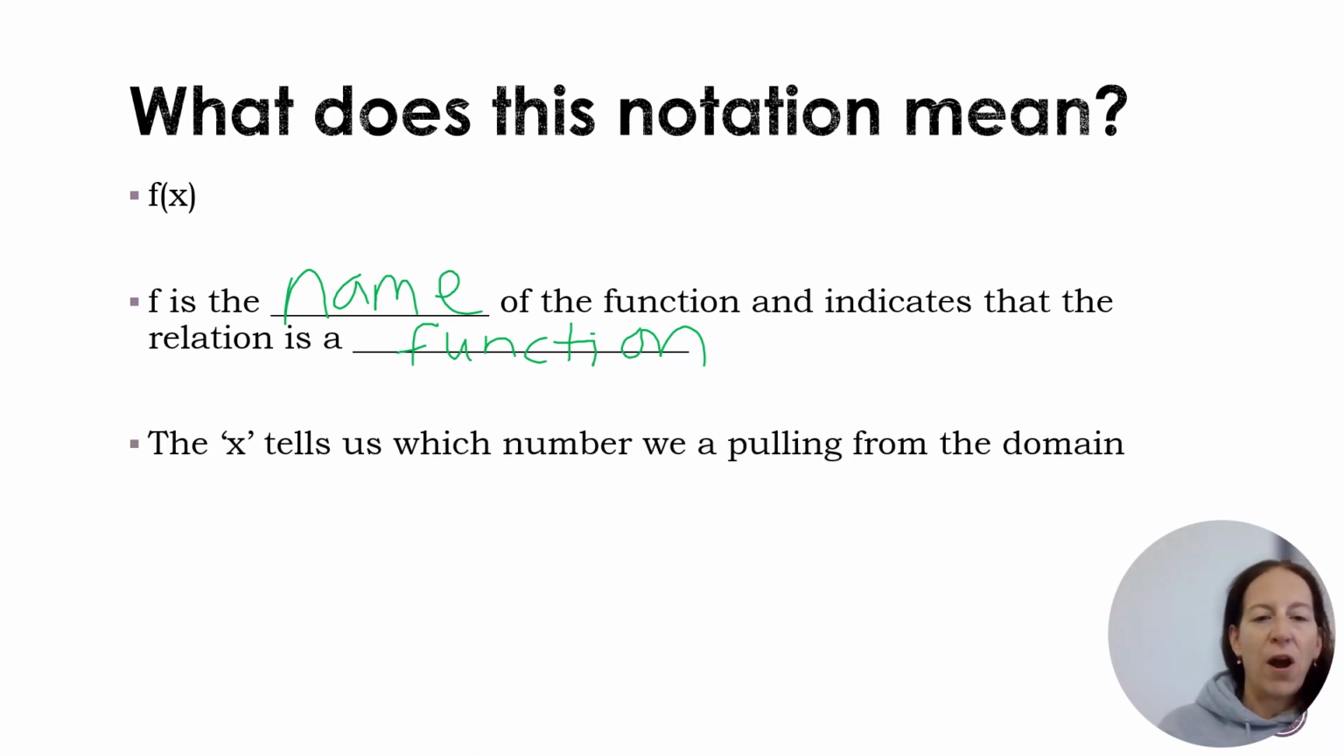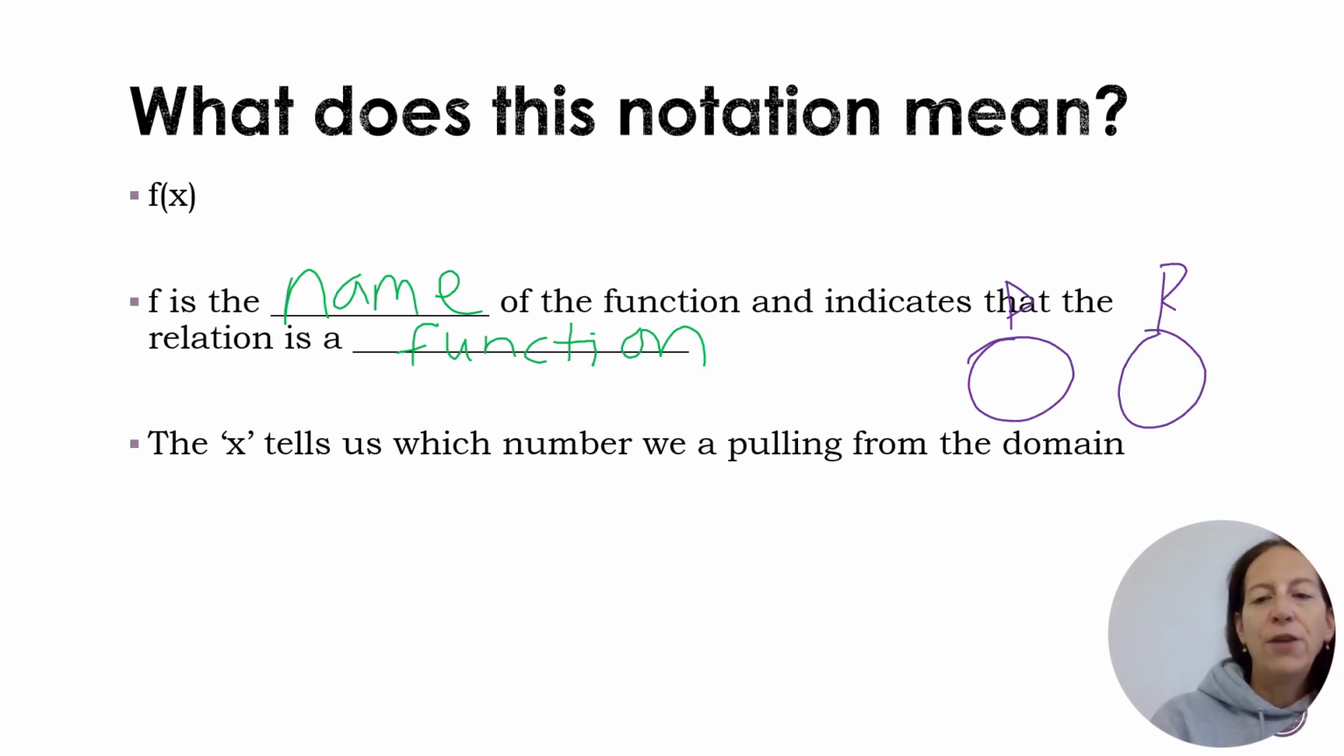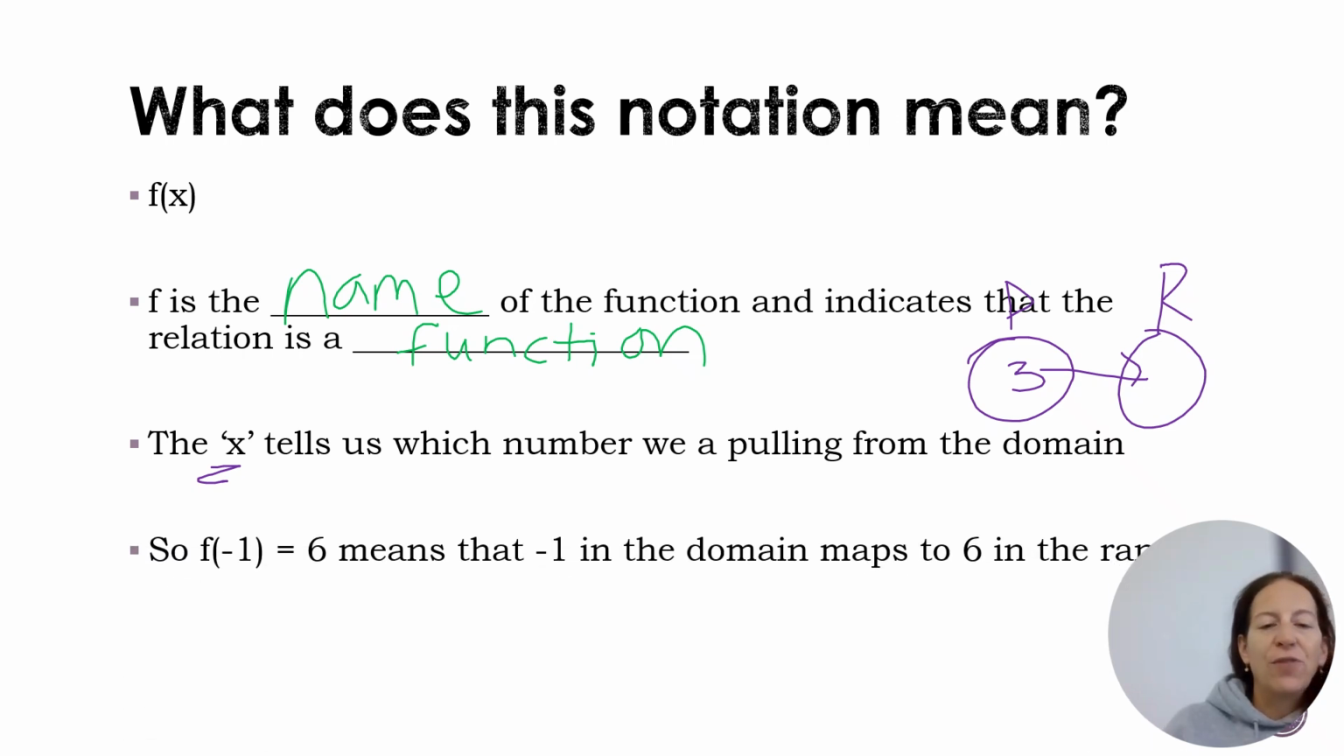The x part tells us which number you are pulling from the domain. So remember, you've got your domain and your range, and you've got all these numbers. So maybe you've got a 3. That x value tells you what number you're pulling out of the domain. Okay, it tells you which number is there. And so this is what it means.